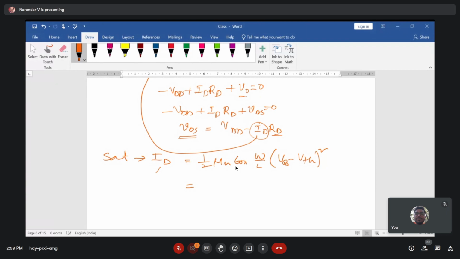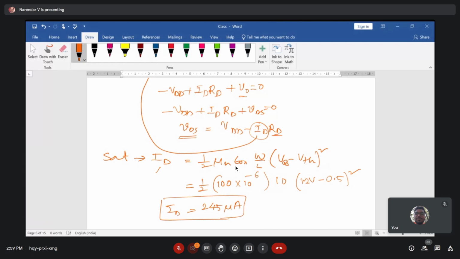Okay, so half mu n COX is 100 micro, so 10 power minus 6. W by L is 10, and VGS, how much is it? VGS is 1.2 volts, minus VTH which is 0.5, whole square. Now we substitute all these values, then you will get the current, which is 245 microamperes. This is the current that you can obtain.